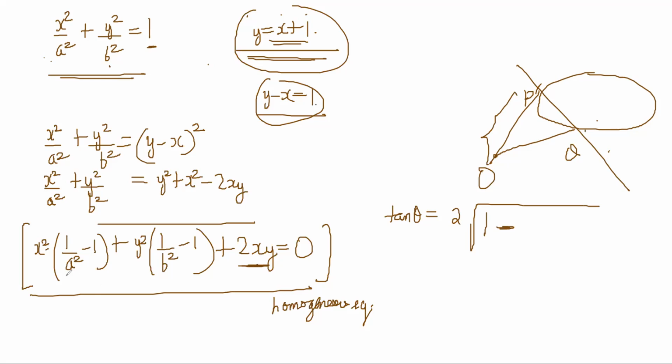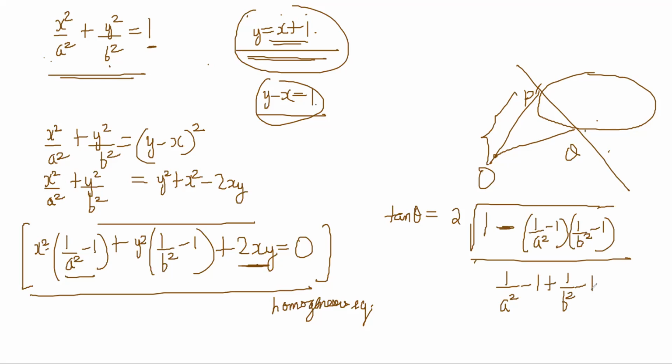A is 1 by a square minus 1, and b is 1 by b square minus 1, right? By a plus b. A plus b is 1 by a square minus 1 plus 1 by b square minus 1. So immediately now you get an expression which tells you the angle. It is in terms of constant things, a and b. So if some values were given, I can find the answer also.